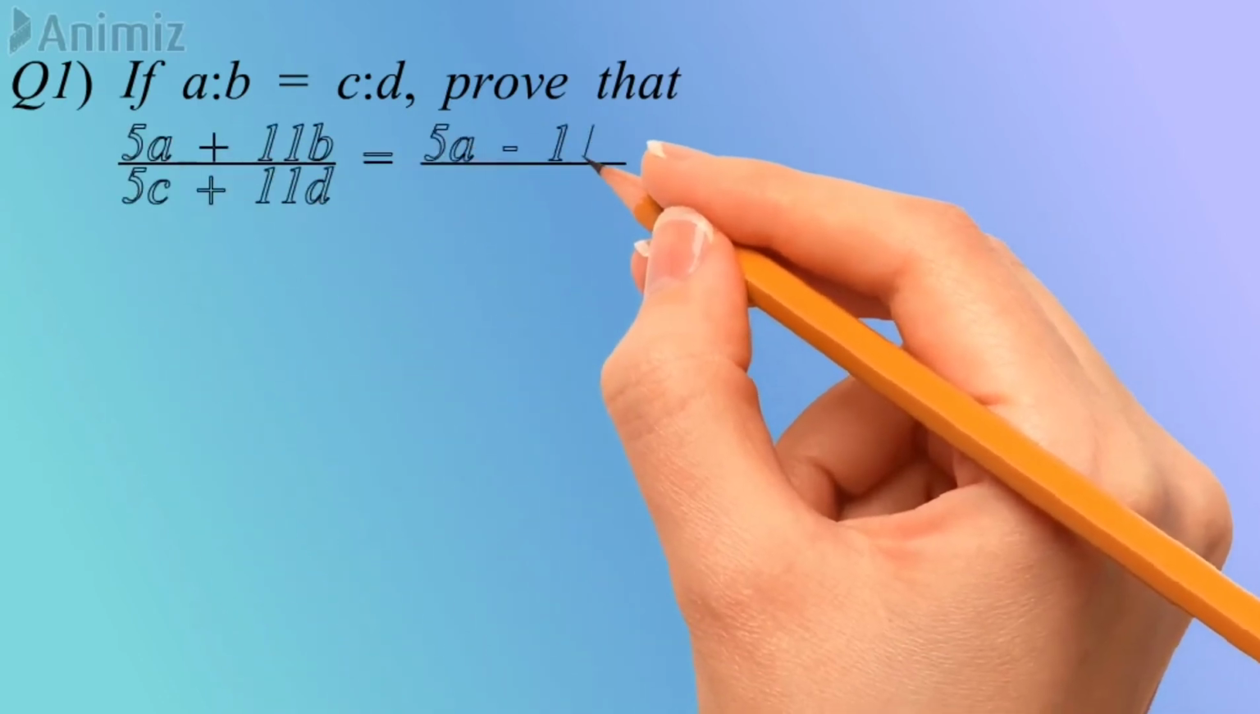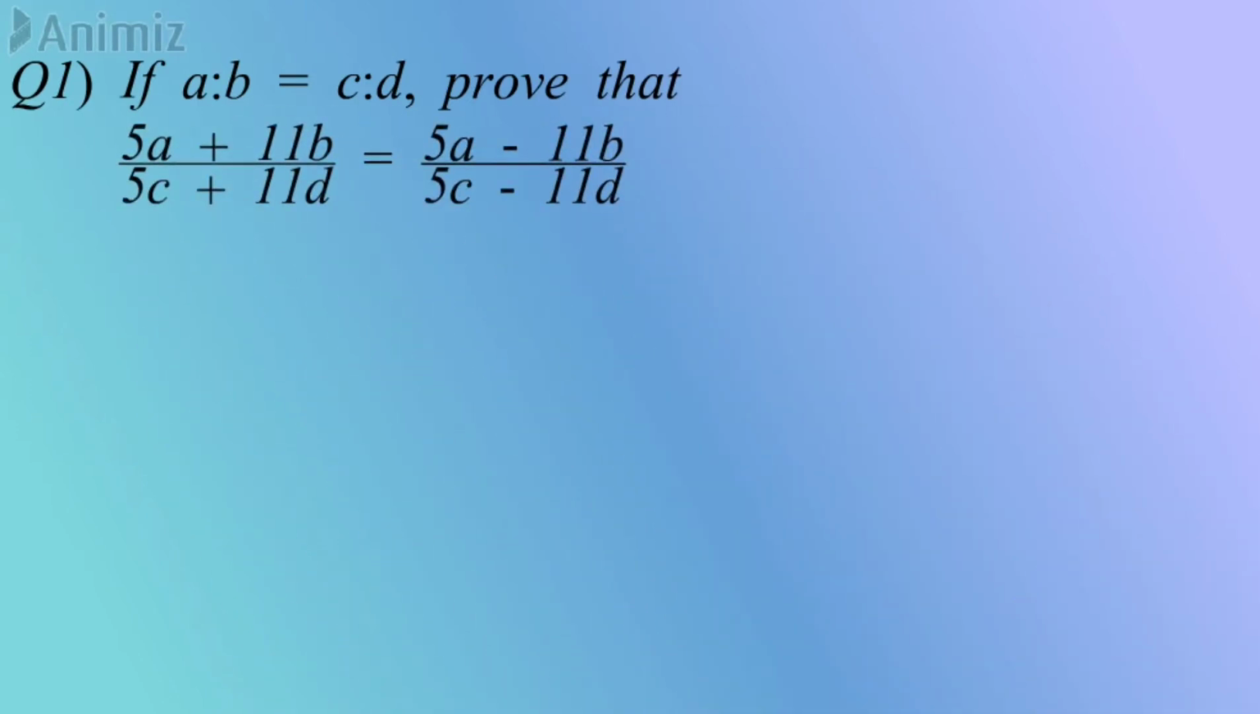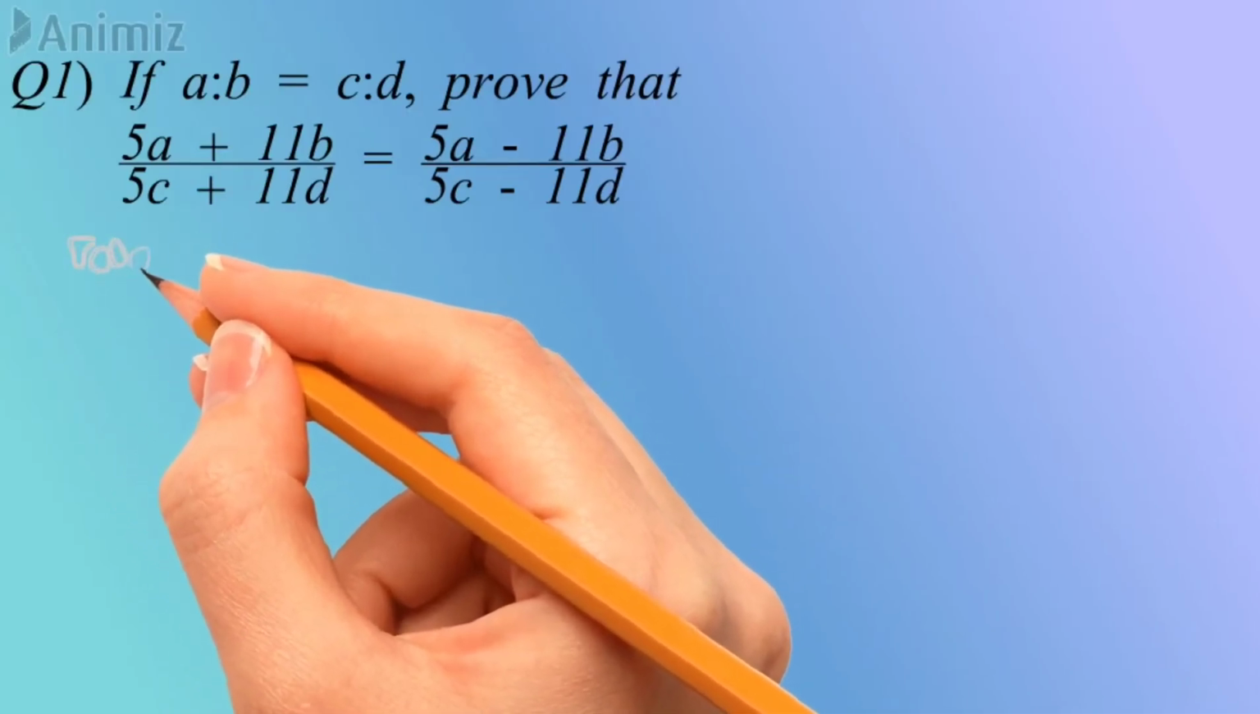If A is to B equal to C is to D, and you are asked to prove that (5A plus 11B) upon (5C plus 11D) equal to (5A minus 11B) upon (5C minus 11D). Now this you can apply when the coefficient of A and C is same and coefficient of B and D is same. Means extreme coefficient same.